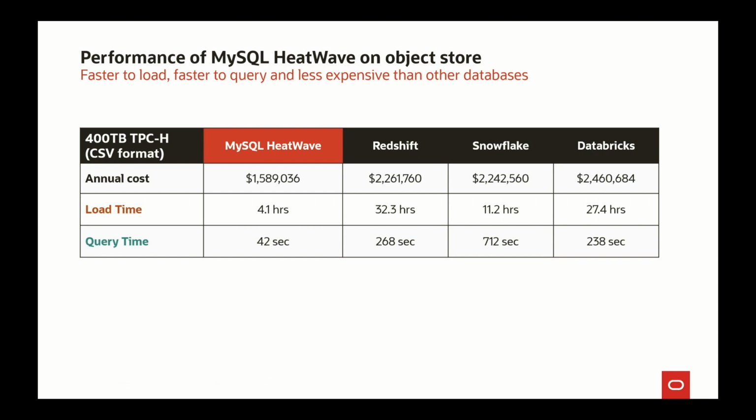So what you find over here is across the board, across all the three other database services which are specialized in doing query processing on object store, HeatWave is faster to load, faster to query, and less expensive. And HeatWave is a general purpose database. It does transaction processing, it does machine learning, all these other things as well. But even for the things which these other databases are good at, HeatWave beats them in all the metrics which matter.